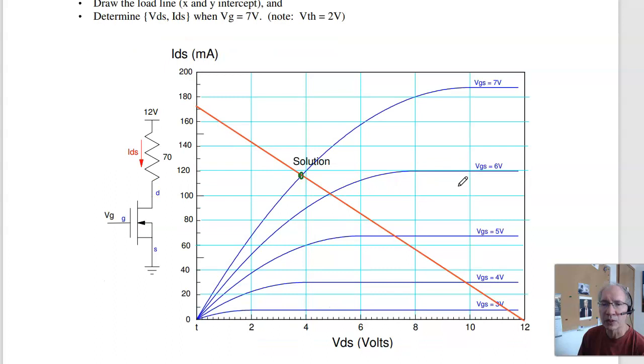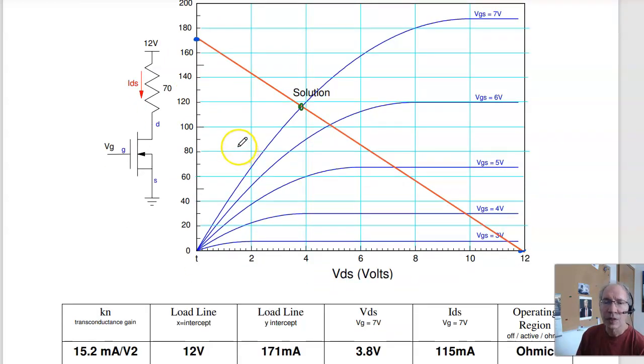Problem 9 is a load line for a MOSFET. Okay, the x-intercept will be 12 volts. The y-intercept is 12 over 70, about 172 milliamps, 171 milliamps. Two points determine the line. If VG is equal to 7 volts, I have to be on this line somewhere, so there's my solution. It's going to be about 115 milliamps, about 3.8 volts. And I'm in the ohmic region. The ohmic region is everything to the left of here, and over here is saturated.